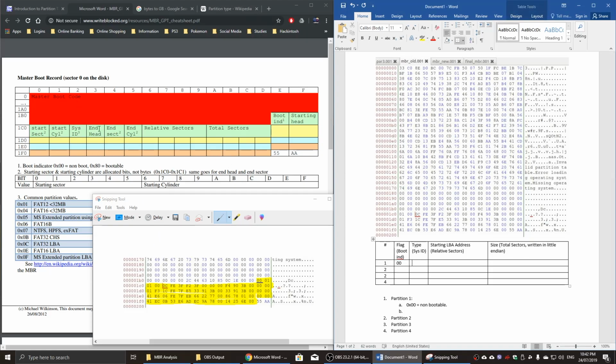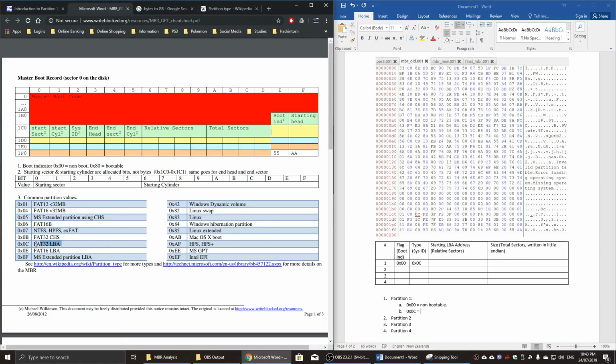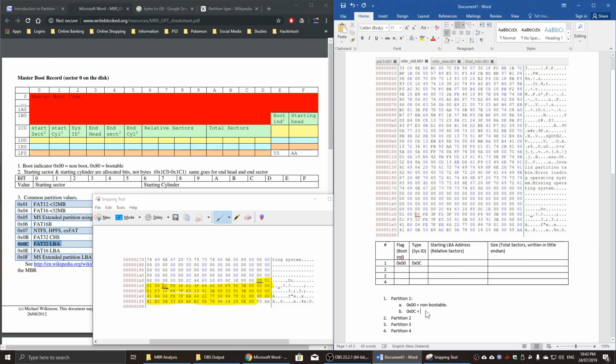So the third byte, even though it's the second because we start from 0, the third byte, luckily someone's already selected this for us, is 0C. And what is 0C? 0x0C is FAT32 LBA. That's in the common partition values. That's the FAT32 LBA over there. So FAT32 logical block address.